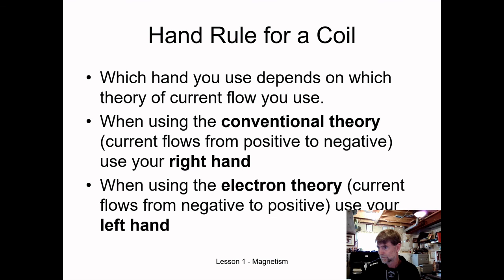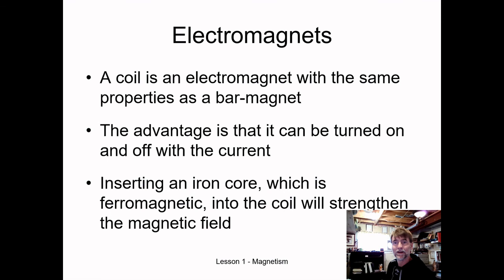I'm pretty sure this is my last slide. So let's wrap it up. Electromagnets. An electromagnet is a coil, okay, which has the very same properties as a bar magnet.